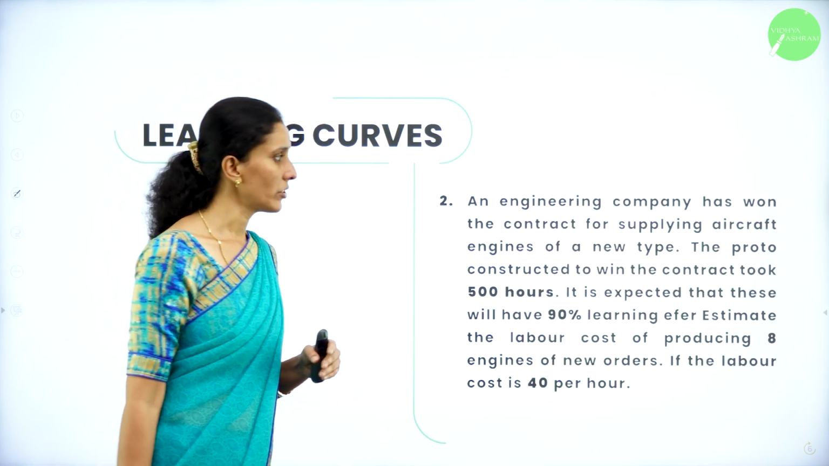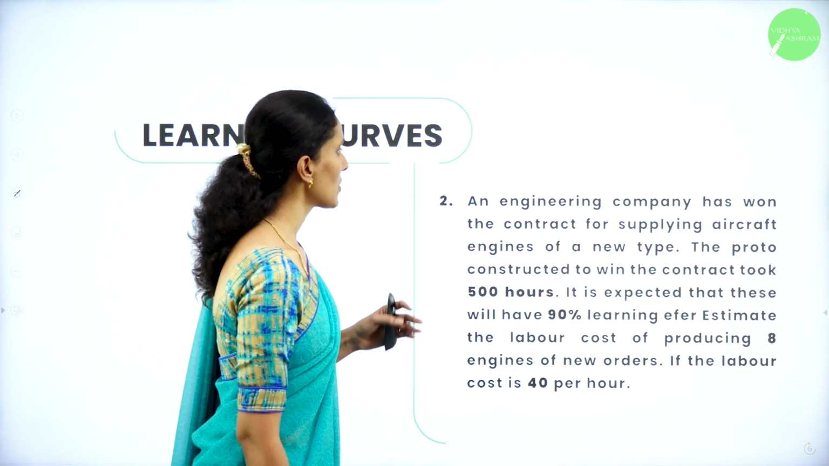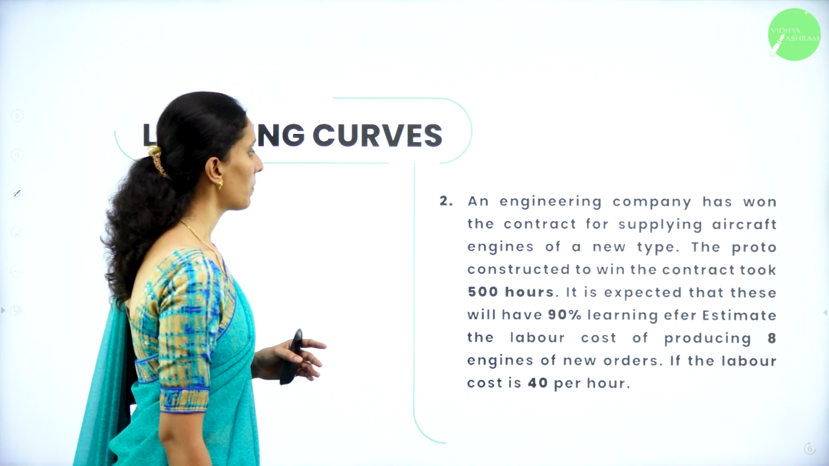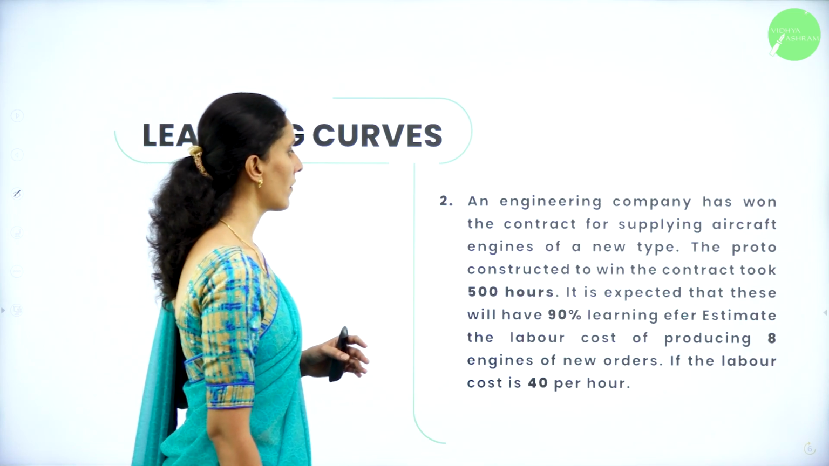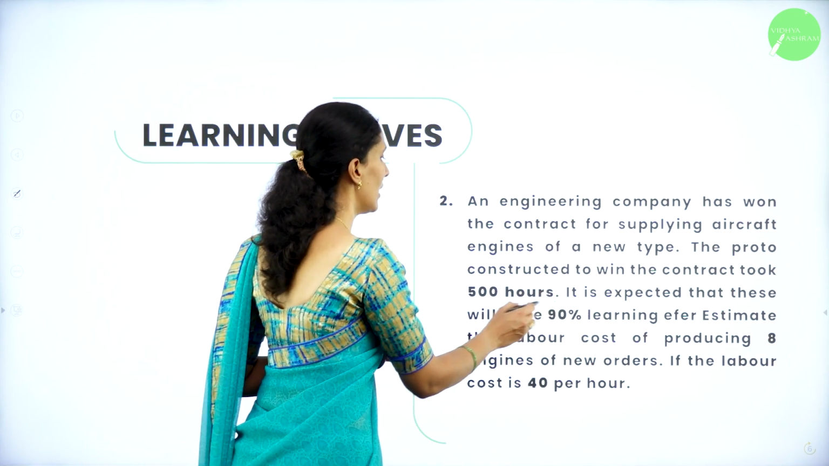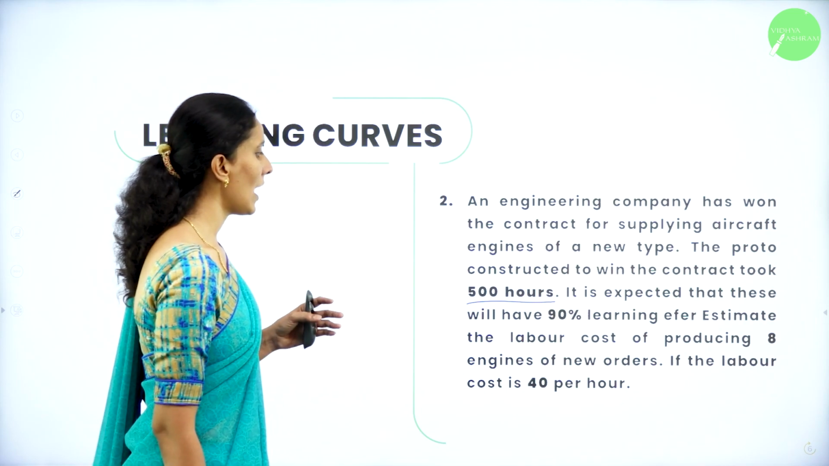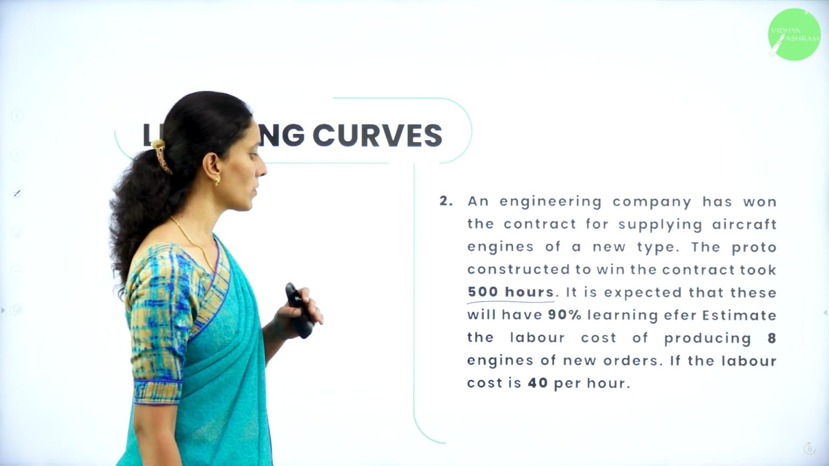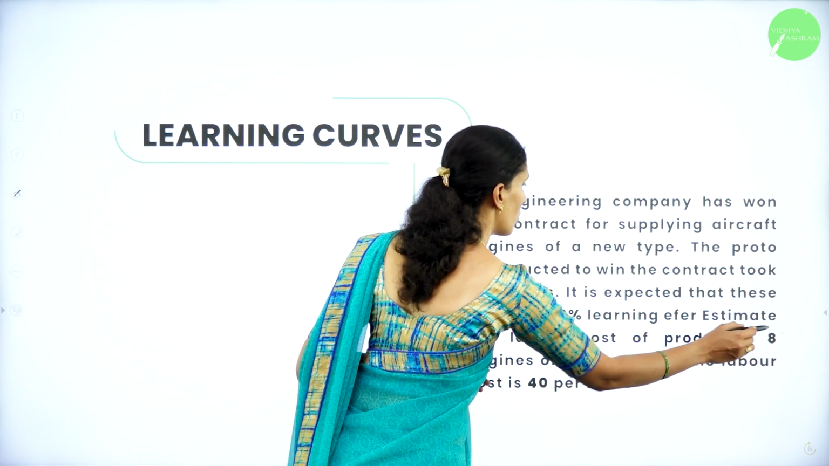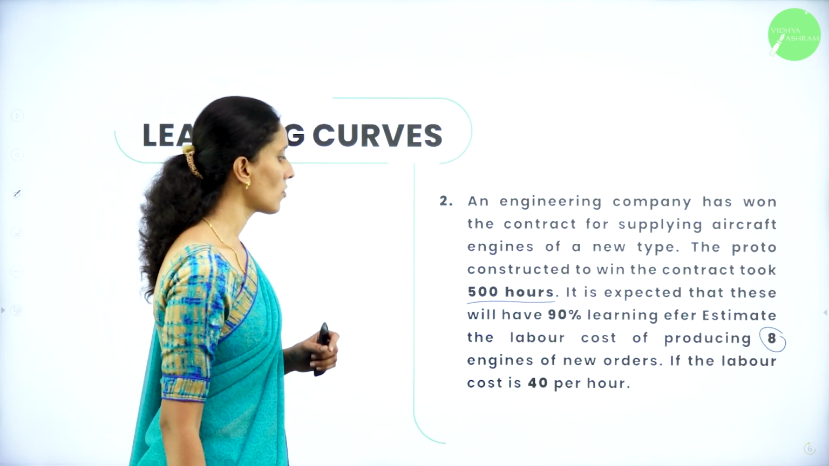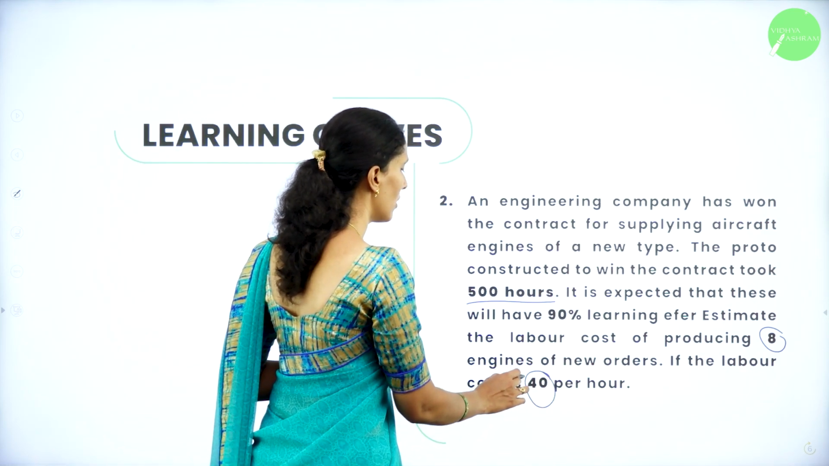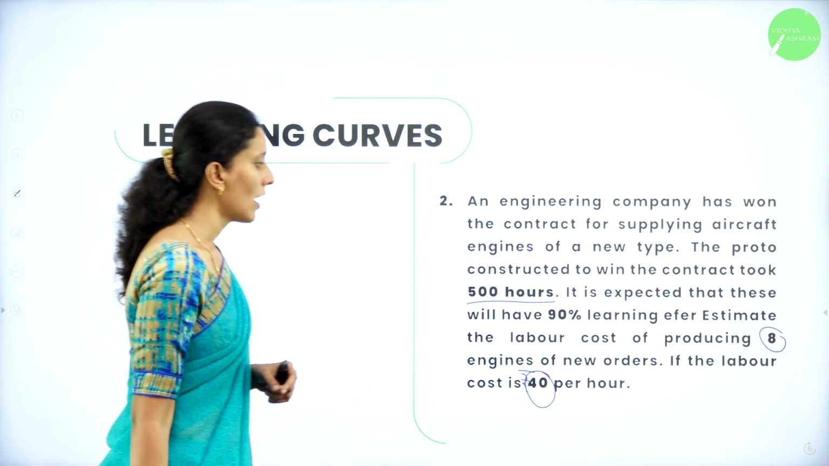Next, we have a question. An engineering company has won the contract for supplying aircraft engines of a new type. The prototype constructed to win the contract took 500 hours. It is expected that these will have 90% learning effect. Estimate the labor cost of producing 8 engines. So you have to produce 8 engines of new order if the labor cost is rupees 40 per hour. So this is rupees 40 per hour.